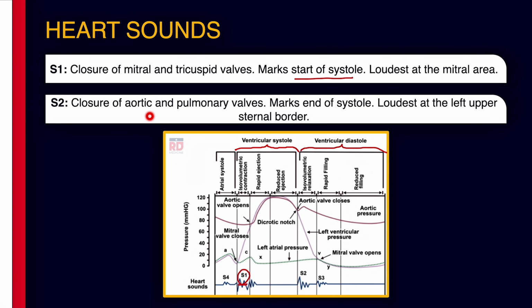S2 comes next. It's the closure of the aortic and pulmonary valves, the semilunar valves. That marks the end of systole and the start of diastole. You hear this one best at the left upper sternal border. So again, S1 is the atrioventricular valve closure, systole starts. S2 is semilunar valve closure, systole ends, diastole begins.